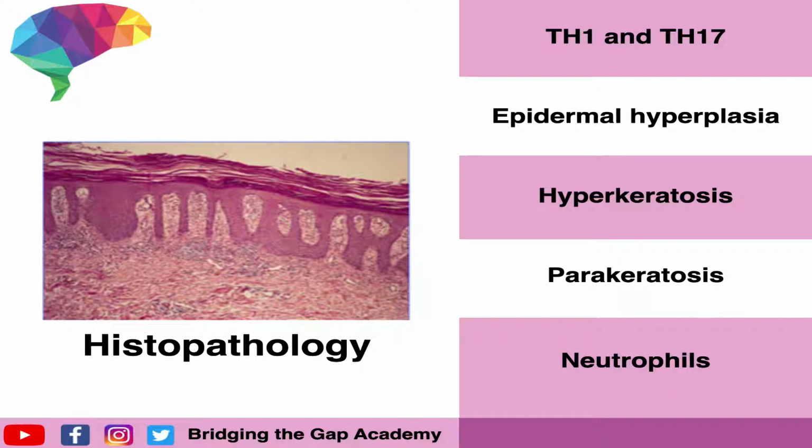Moving on, there is parakeratosis, which is basically the retention of the nuclei within the stratum corneum, and neutrophils are also seen. This is very much characteristic of psoriasis, where there's an abundance of neutrophils within the skin. This can be compared to atopic eczema, where in fact there's an abundance of eosinophils. So this is something to note, the difference between both of these.